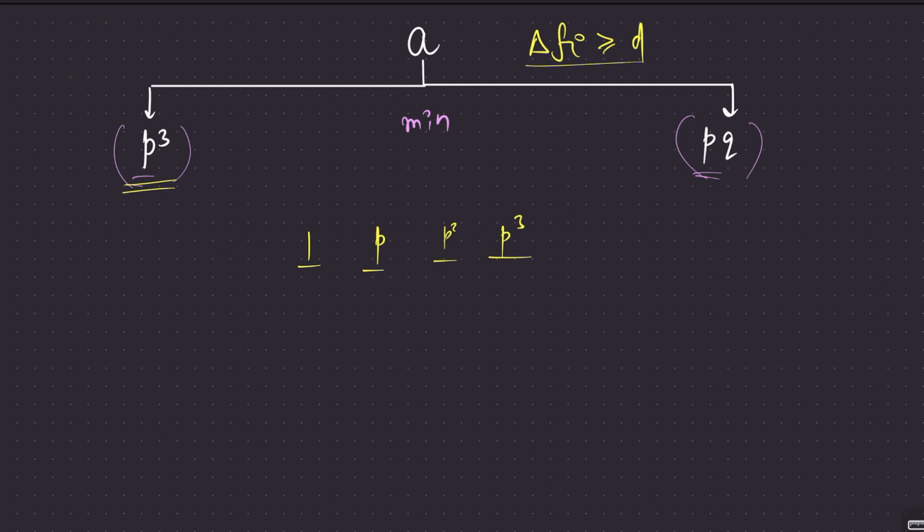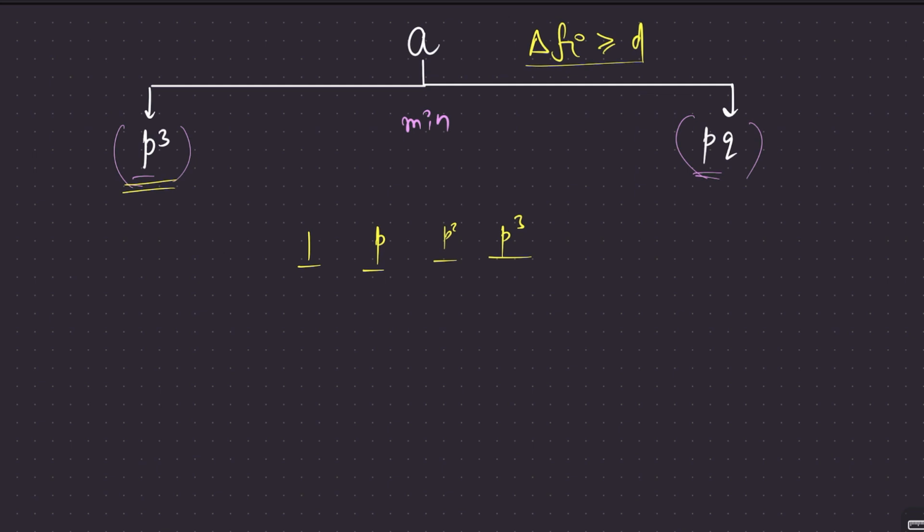Now one thing is obvious here. If the difference between these two is at least D, the difference between these two is also at least D, because P square is anyway greater than P. On the same grounds, the difference between these two is also greater than or equal to D. Similarly, if the difference between these two is at least D, then of course the difference between P and P cube is also greater than or equal to D, because P cube is greater than P square.